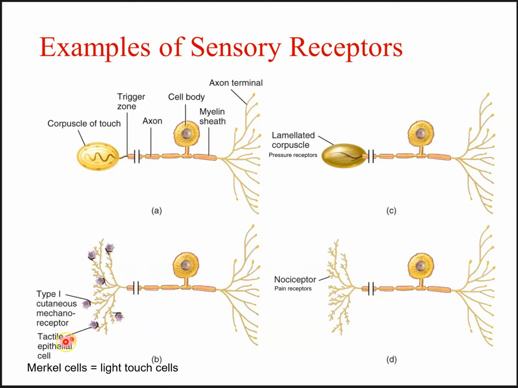And these ones over here are tactile epithelial cells in the epidermis of the skin, which is the outermost layer of the skin. And these are Merkel cells. That's what they're called. So the Merkel cells, or tactile cells, sense a light touch.